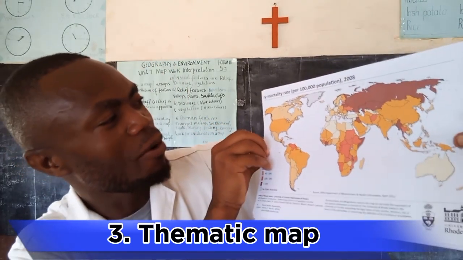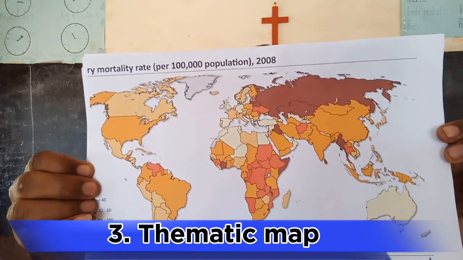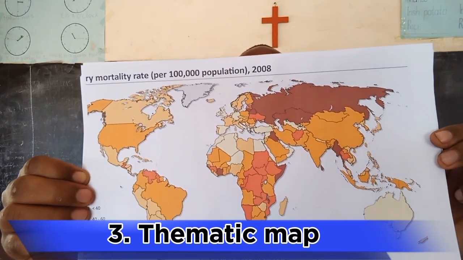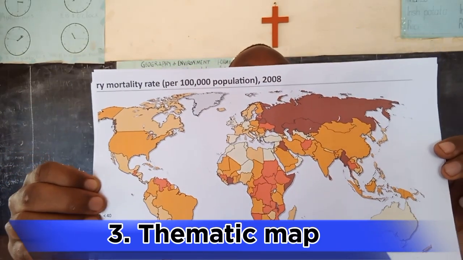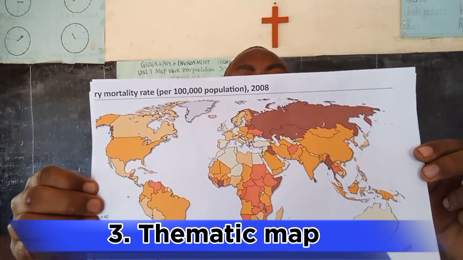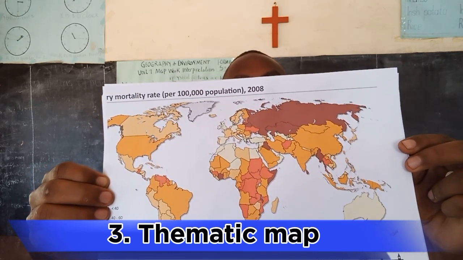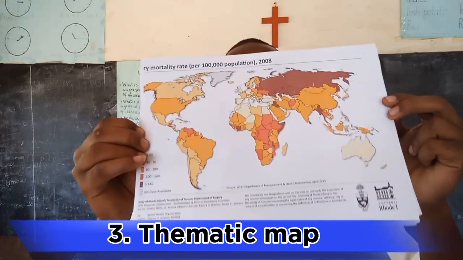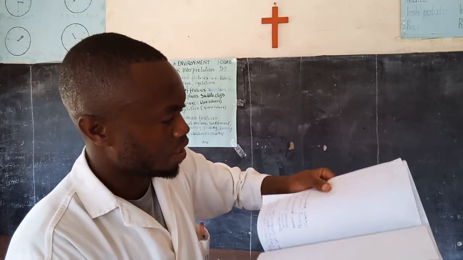We have here also another type of map which is called the thematic map. What is a thematic map? A thematic map is a map which represents the geographical distribution of populations. So for now, we are not focusing on those types of map shown. We are going to focus on the topographical map.